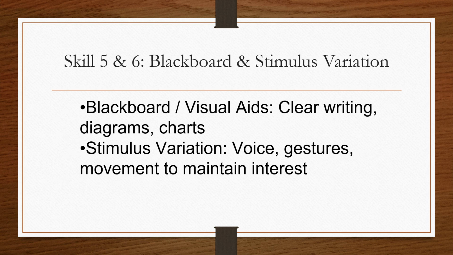Skill 5 and 6, blackboard and stimulus variation. Skill 5, which is blackboard, visual aid usage. I always emphasize using diagrams, charts, and tables to simplify the concepts. Even PPTs are fine. Skill 6 is stimulus variation. Changing your tone, gestures, and movement keeps students engaged. That is something that you all have to practice as teachers, and I also practice during my teaching sessions to maintain energy in the classroom.